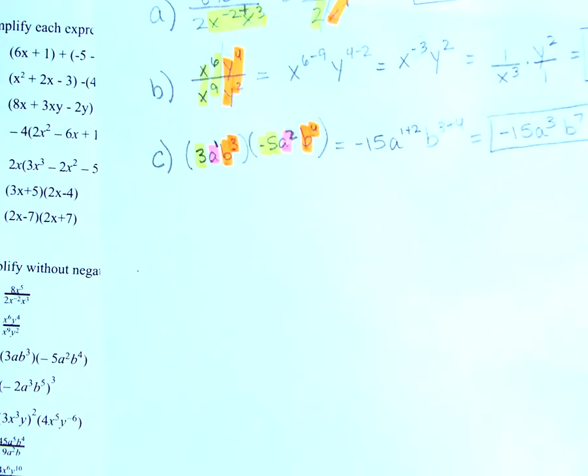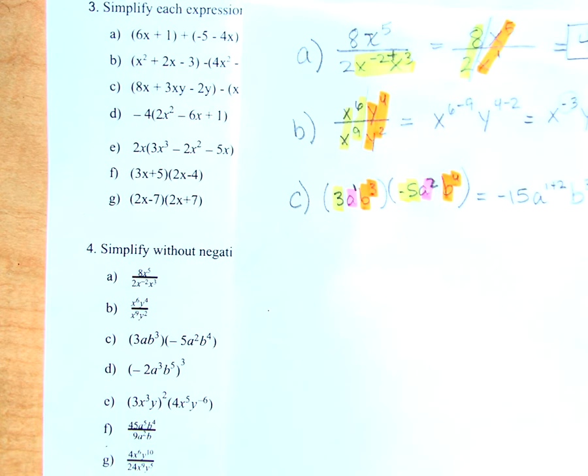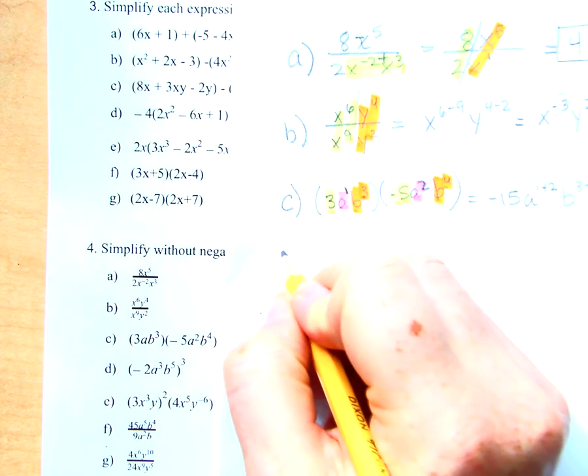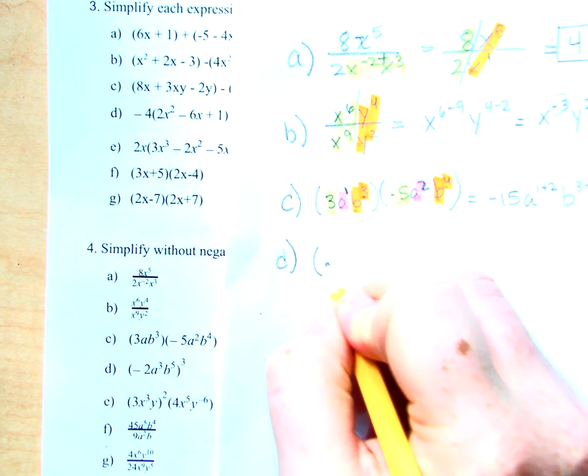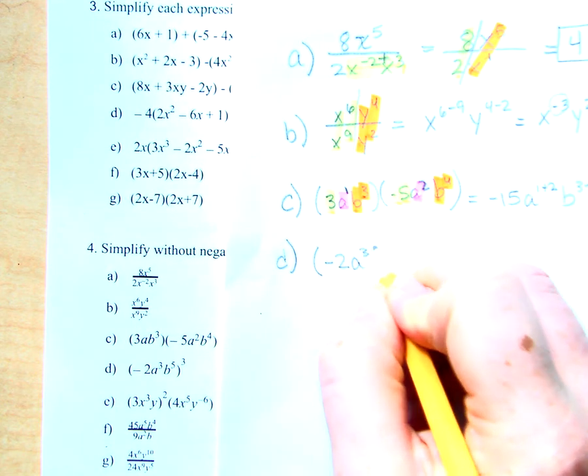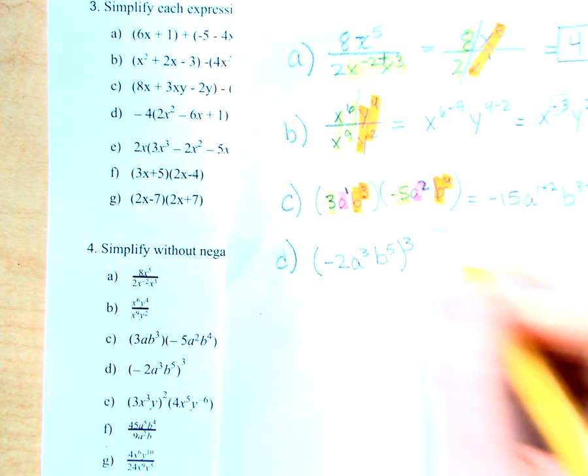Okay, part C. Oh, we just did C. Part D. We have negative 2, a to the 3rd, b to the 5th, cubed.